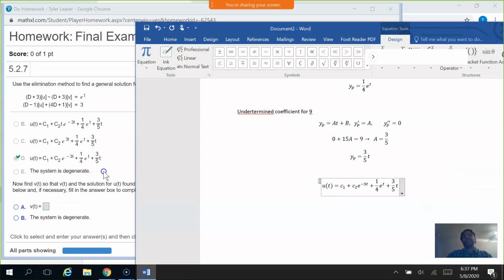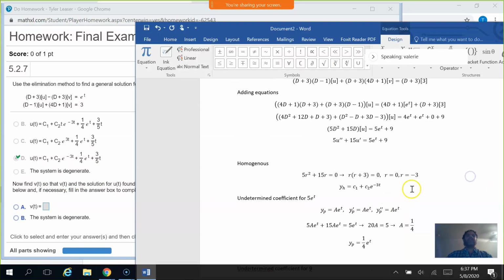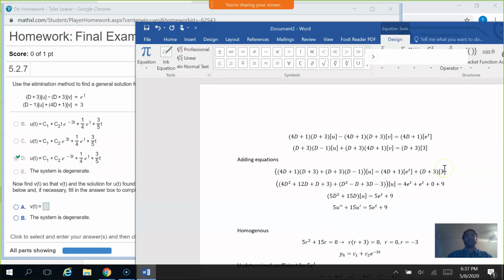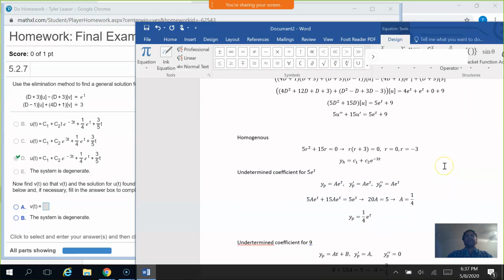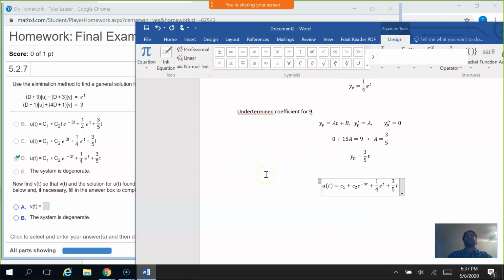Now that we have u, it's asking us to find v. You could go back through all of these steps, which would be awful, but doable. Or you could go back to your system of equations, pick one of them, and solve it for v. So that's definitely doable as well. I don't really feel like doing either one though.